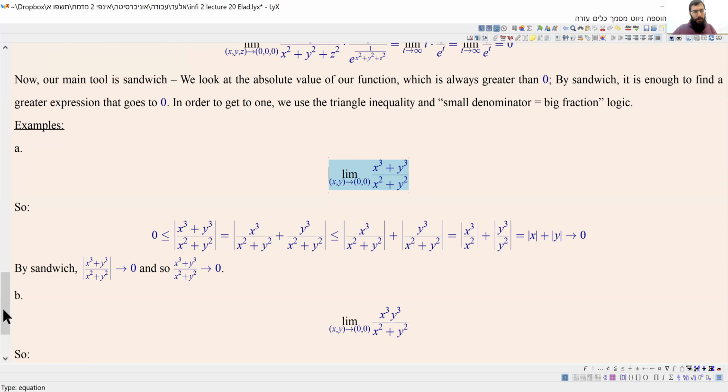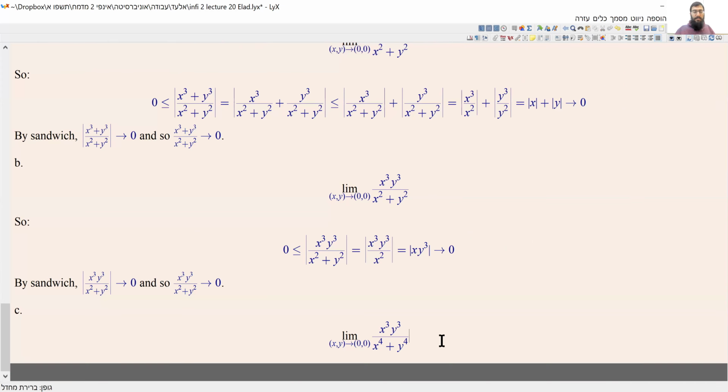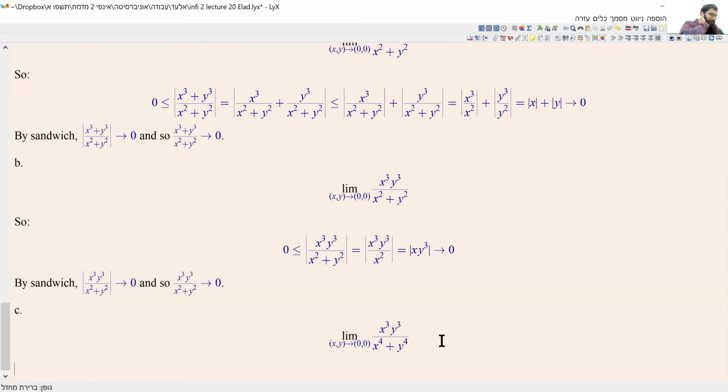So here is what's actually called the means inequality. I don't know exactly how I was told it in Infi 1, but the geometric mean is always smaller than the arithmetic one. It's called the mean inequality in English.